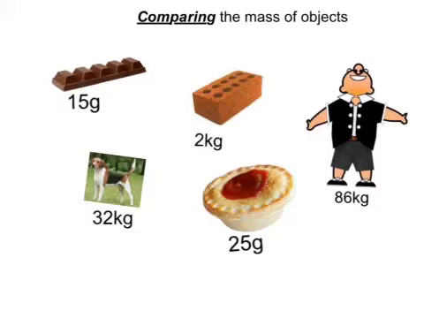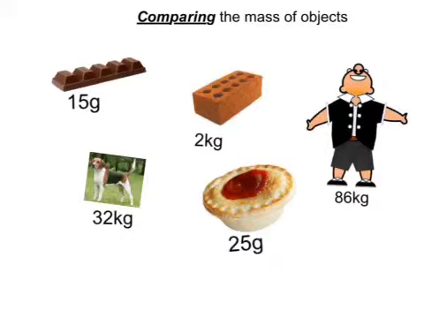Now I want you to look at the heaviest. Which is the heaviest? Is it the dog? No, the dog's only 32 kilograms. The brick's only 2 kilograms and the pie's 25 grams, so that's out straight away. So it's the man over here for 86 kilograms.